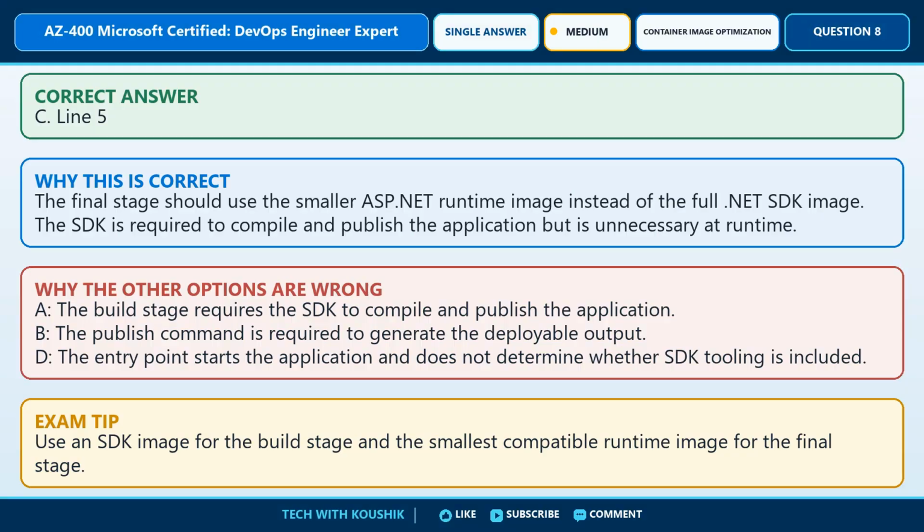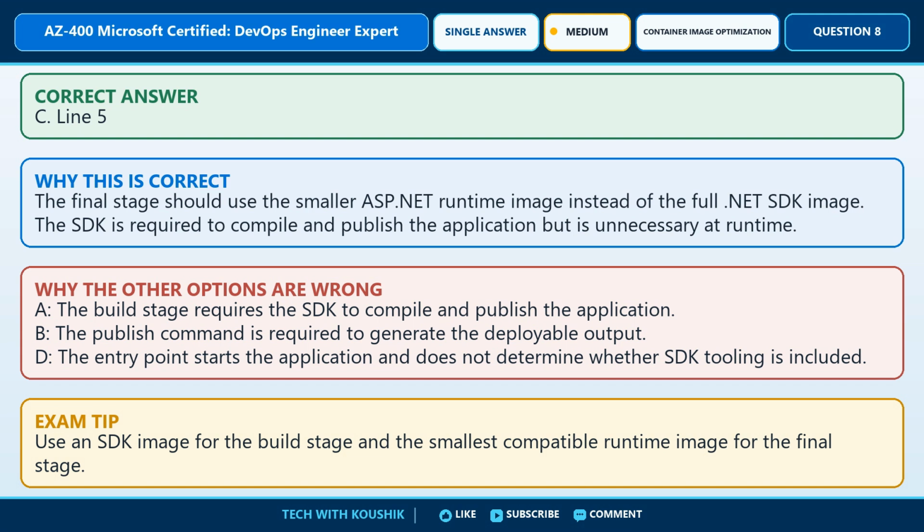The correct answer is option C, line 5. Here's why. The final stage should use the smaller ASP.NET runtime image instead of the full .NET SDK image. The SDK is required to compile and publish the application, but is unnecessary at runtime.